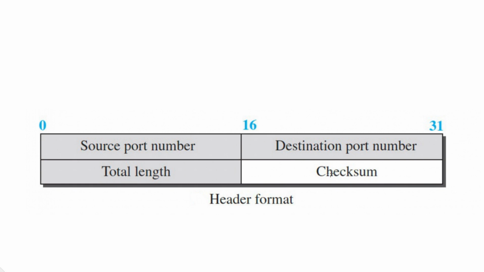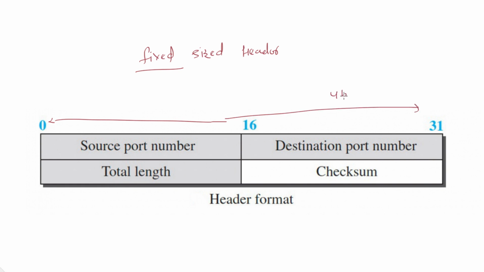Now this is the header of UDP, and there are only four fields, and this is a fixed size header, which means there is no variable part and there are no options. If you look at it, this is 2 bytes and the complete row is 4 bytes, so there are two rows. So I will say this is an 8-byte header. Source port number is 2 bytes, destination port number is again 2 bytes, total length is again 2 bytes, and checksum is again 2 bytes.